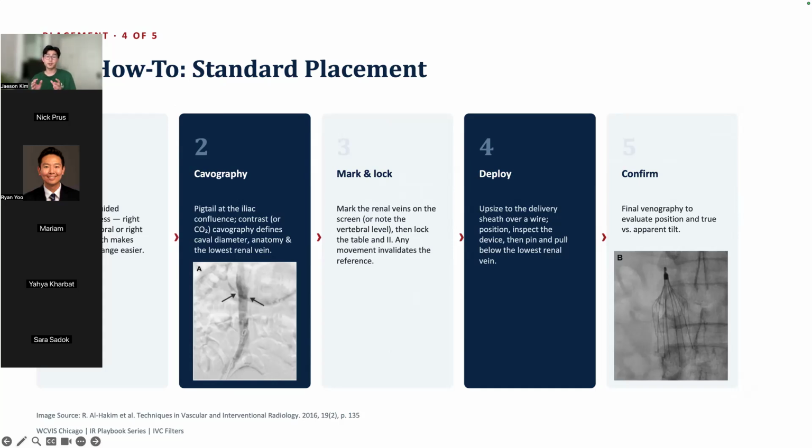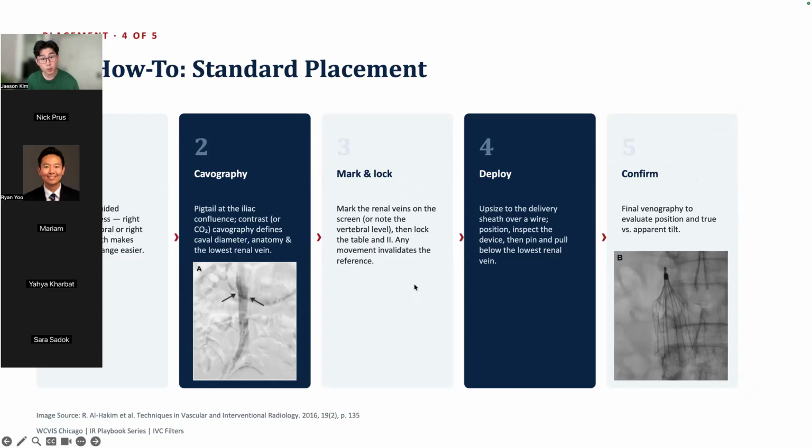Second is taking a picture of the vein, which we call a cavogram. You put a catheter down near where the leg veins join, and you inject dye. This shows the width of the vena cava, its anatomy, and also where the lowest renal vein sits. If the patient can't tolerate contrast, you can use carbon dioxide instead.